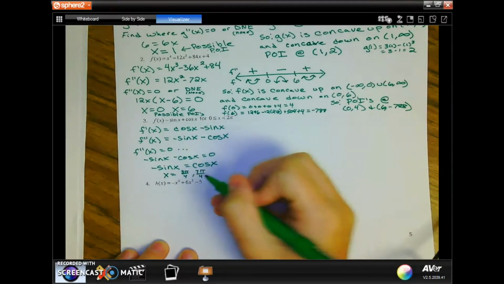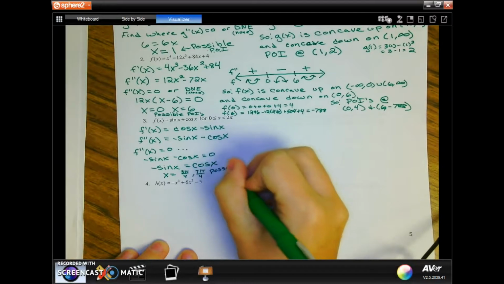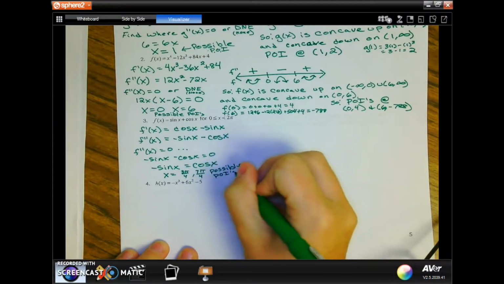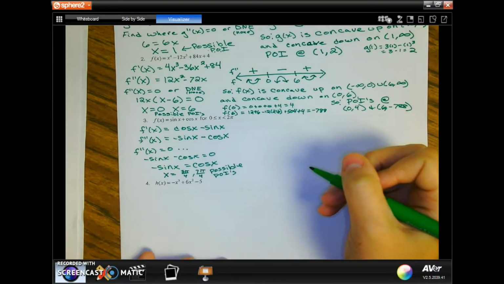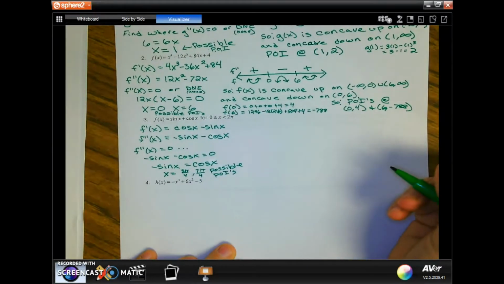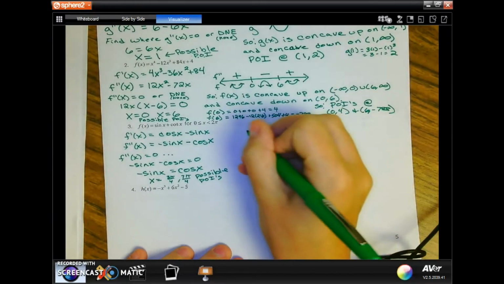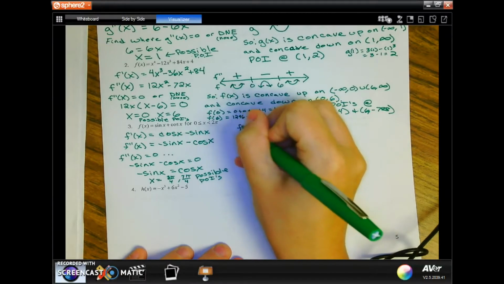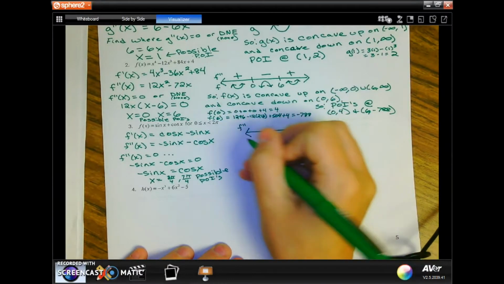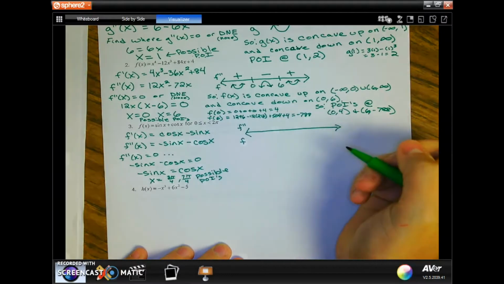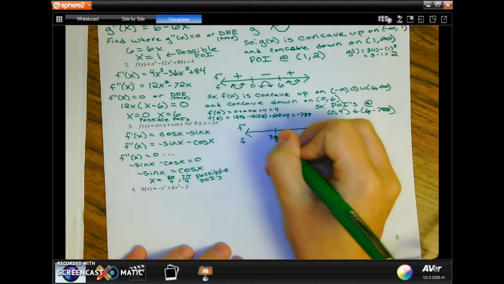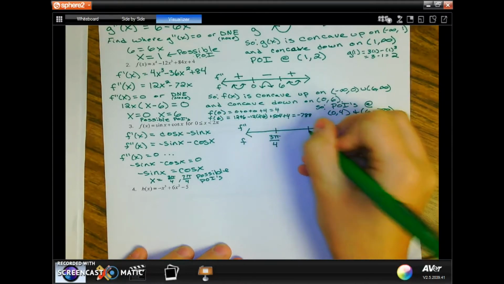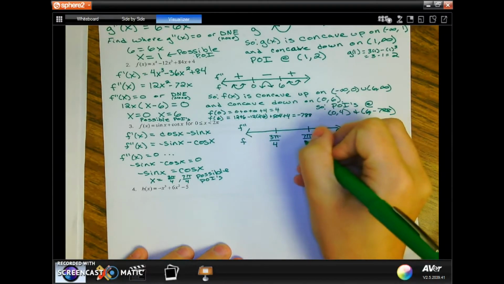Now these are possible, okay? It's not for sure. There are possible POIs. And really there are possible x values of inflection, but I'm just going to call them possible points of inflection. So from here I do need to draw a sign chart. So I draw a sign chart. And this time I'm looking at the behavior of the second derivative, and it is going to tell me the behavior about the function. I put my possible critical points on there, 3 pi over 4 and 7 pi over 4.